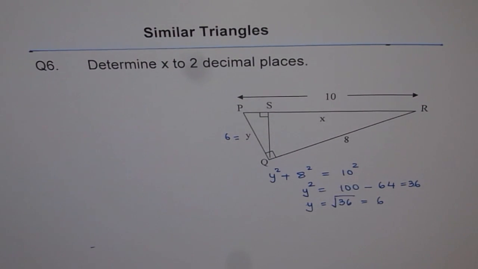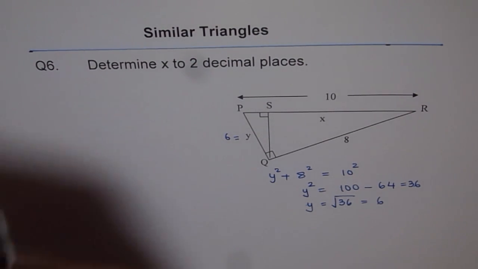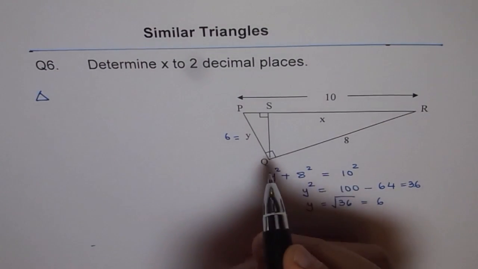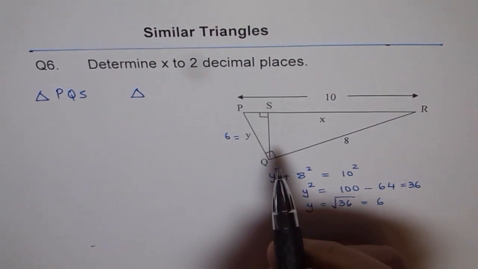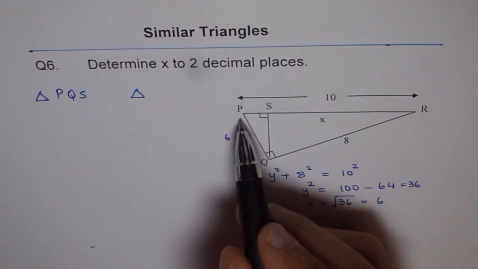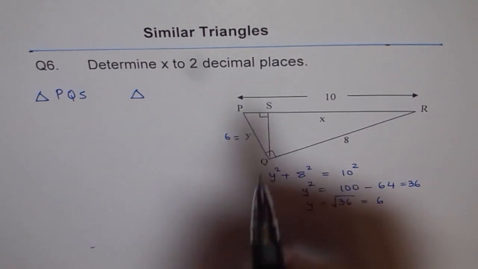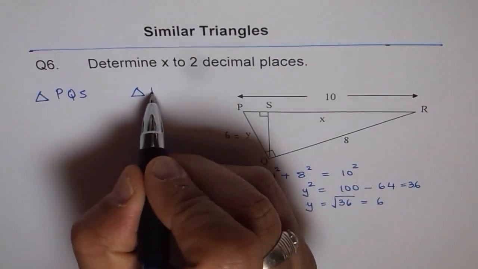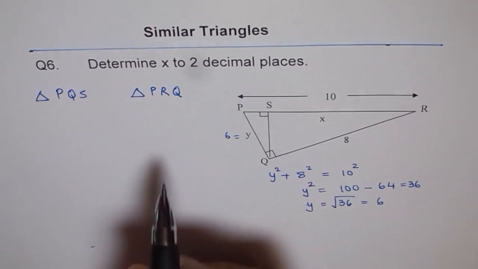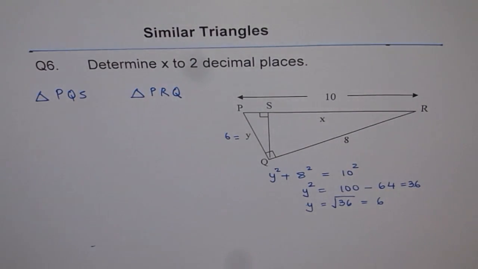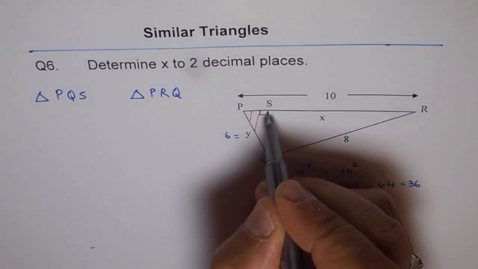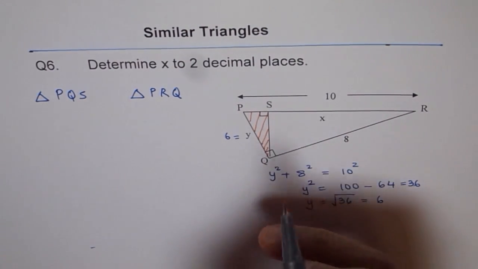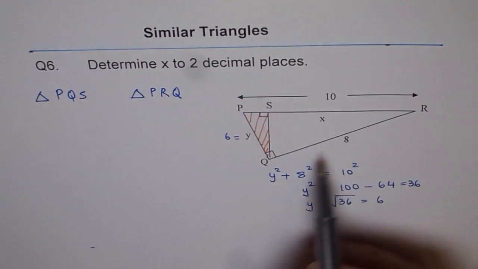Now which triangles are similar? Let's consider triangle PQS, the small one, and triangle PRQ. I will also give you a reason why I wrote it like this. If you consider these two triangles, PQS, that means we are considering this triangle. Let me shade this. And PRQ is the big triangle, right?